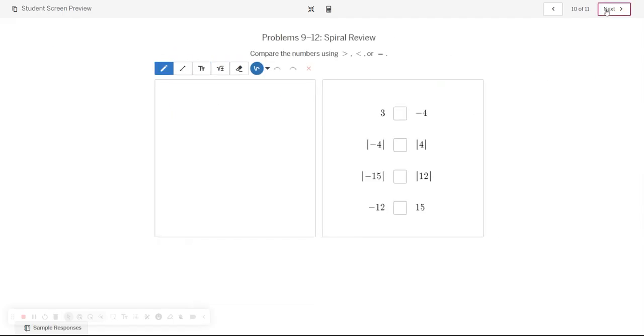Next. Greater than, equal to? Okay, I can do this. That is greater than. 4 is 4, that is equal to. 15 and 12, that is greater than. And all positives are greater than negatives.